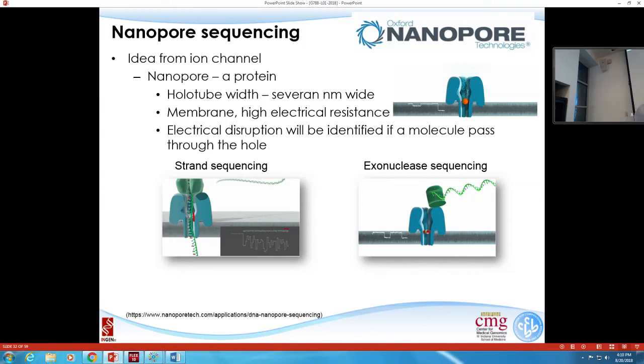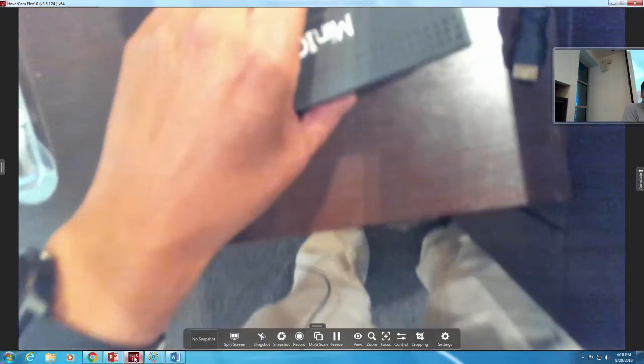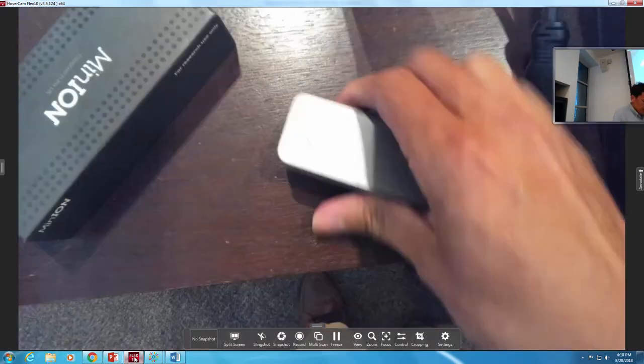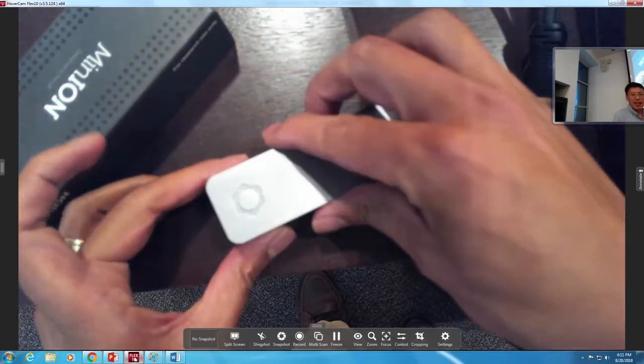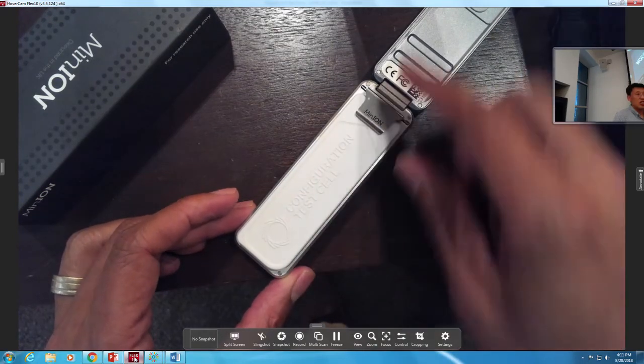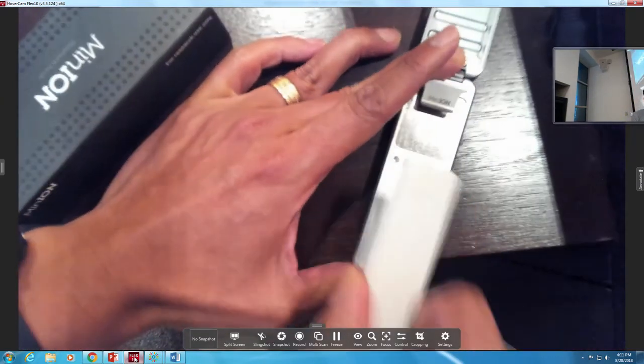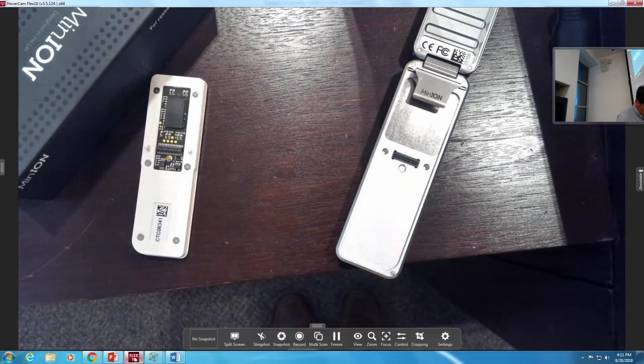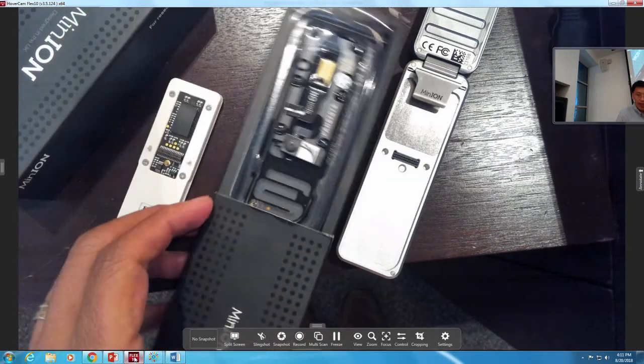This is the only sequencer I can carry here. So you can see that this is the sequencer itself, okay? And then there is an electronic port you can plug in, and the other end will plug into the USB of your computer, okay? And then if you open this, so far this is a fake. So this is not a flow cell. This is just something that is holding the spot here. And then what the real flow cell looks like is this.